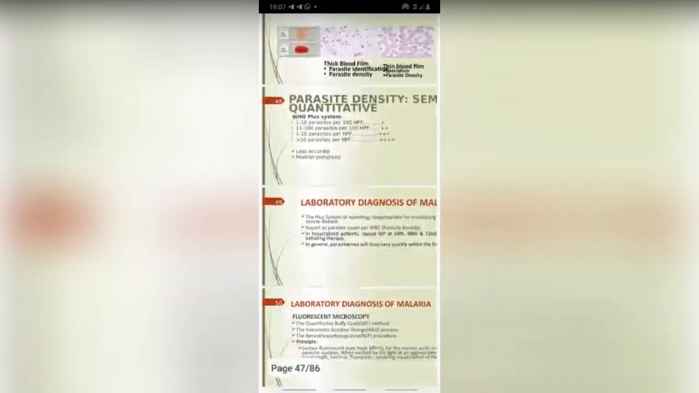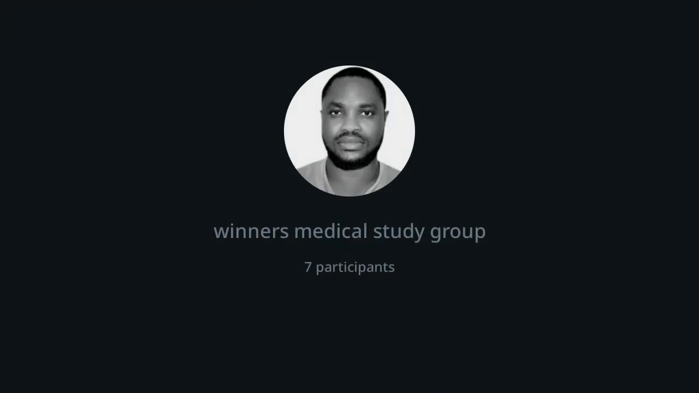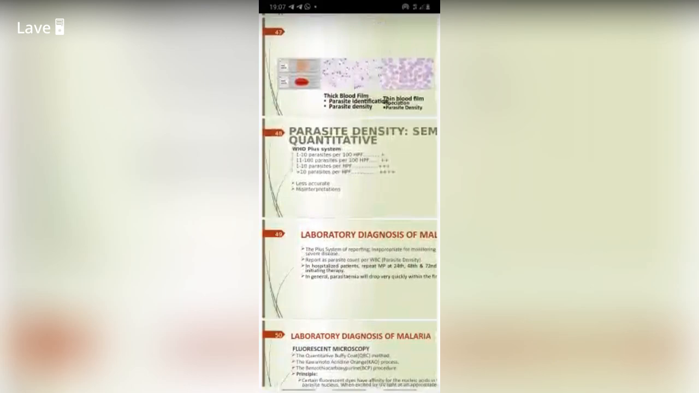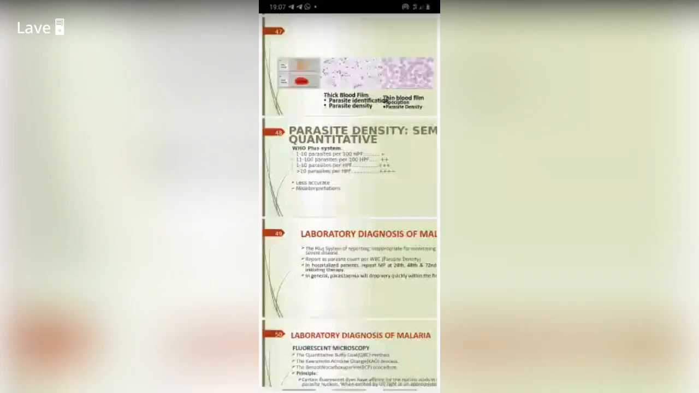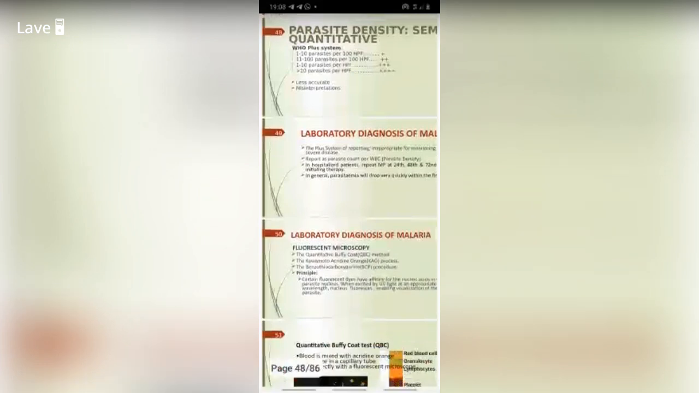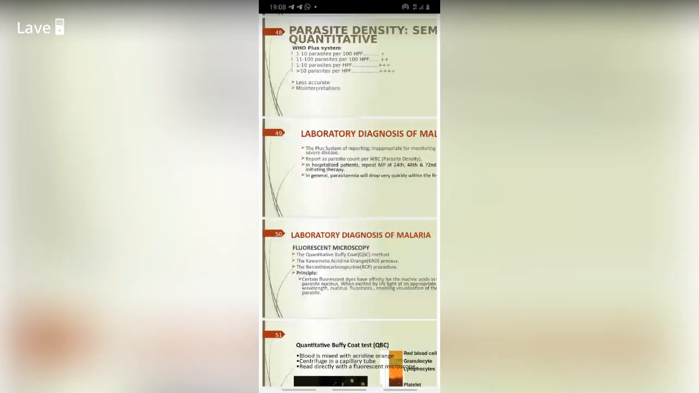Now, we hear a lot about 1+, 2+, 3+, 4+, and I'm sure not many of us know what it means. But before I go there, remember that the thick blood film is used to identify the parasite and to tell the density. And then the thin film does speciation, and then density. So density, which is parasite density, which is semi-quantitative, is what a lot of labs do and are used to. So WHO has a plus system, which even though it's less accurate, is also prone to misinterpretations.